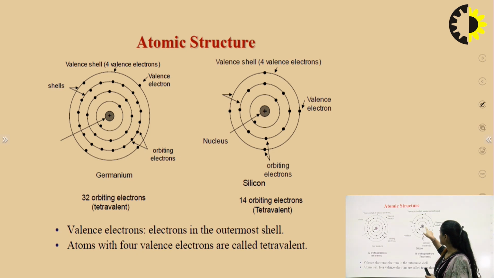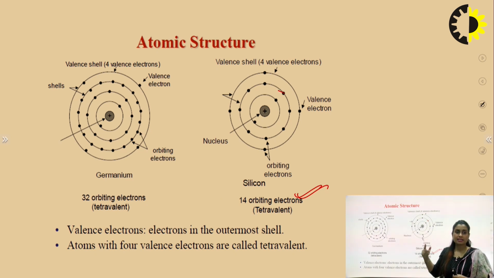This is the nucleus. In the first layer, it has 2 electrons. In the next, it has 8. 1, 2, 3. And in the outermost shell, that is the valence band, it has 4 electrons. 1, 2, 3, 4. Right? So 14 orbiting electrons it has. These 4 electrons are present in the valence band.